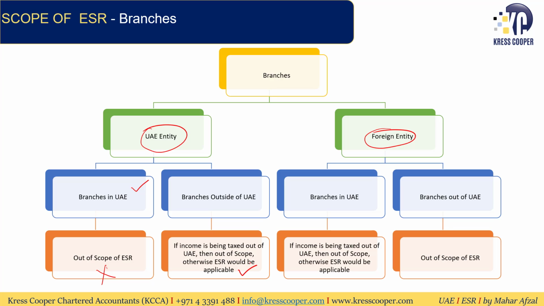So far as foreign entities are concerned, there is a possibility that the branches are in the UAE or out of the UAE. If the foreign entity has branches outside of the UAE, it will be straightforwardly out of the scope of ESR. If the foreign entity has branches in the UAE, then again we need to look into whether the income of the relevant branches is being subject to tax outside of the UAE or not. If the income is being subject to tax outside of the UAE, then it will be considered out of scope for the UAE ESR law, otherwise it will be subject to ESR in the UAE.